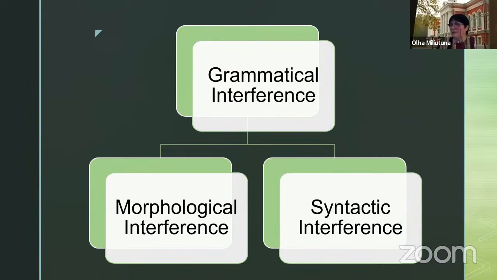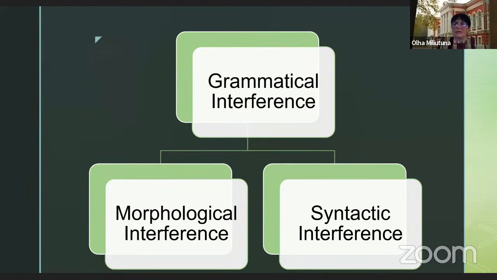Well, the next level of linguistic interference is grammatical interference, which covers morphological interference and syntactic interference. Morphological interference refers to transfer in using parts of speech and grammatical patterns. Syntactic interference refers to the transfer of sentence structure patterns from language 1 to language 2. This type of interference can result in grammatical errors or difficulties in constructing sentences in the second language.